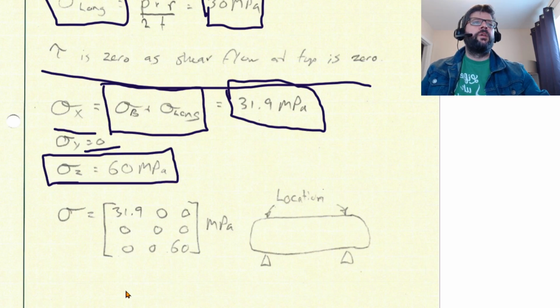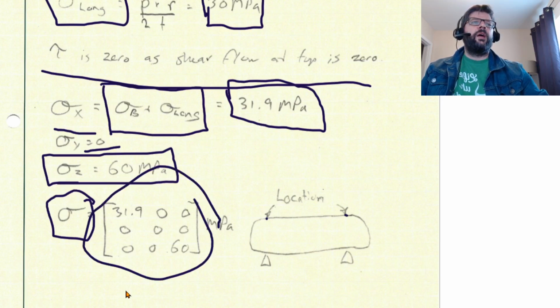So that'll be 60 MPa. So our stress state's going to be this at the point where the bending stress is the highest. So that'll be located right here and right here on the top of the tank, immediately above the supports. And yeah, that's about that.